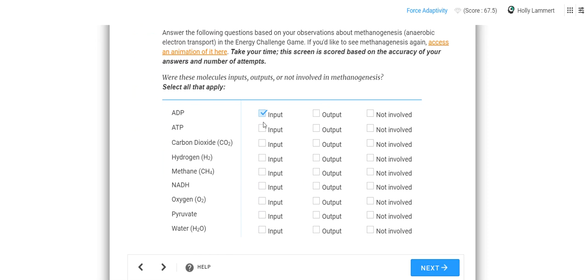Okay, so here we go. We did put in ADP. We got out ATP. We put in carbon dioxide. We put in hydrogen. We got out methane. We are not messing with these NADHs right now. We had no oxygen present. We had no pyruvate, and we did not produce any water. Oh, wow. So if we didn't use them, then we write not involved.